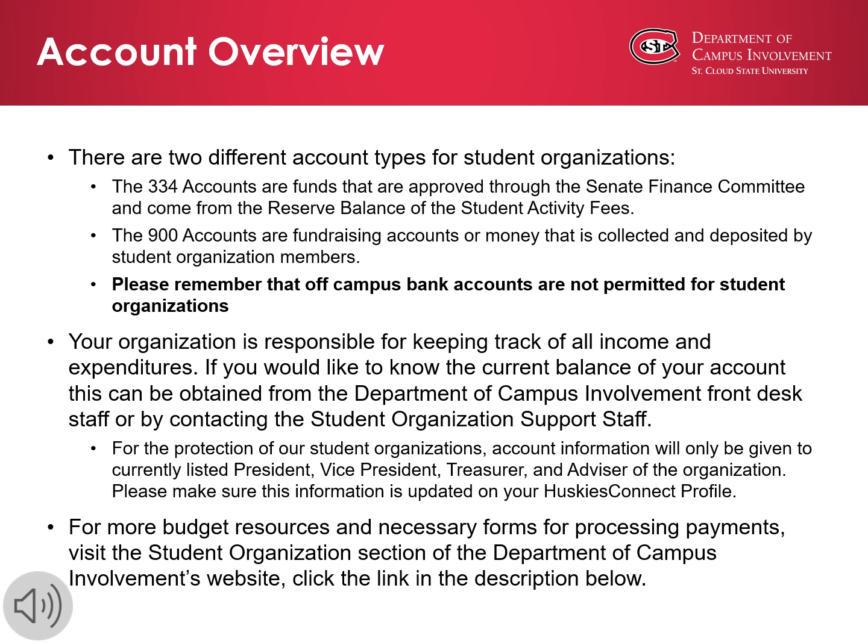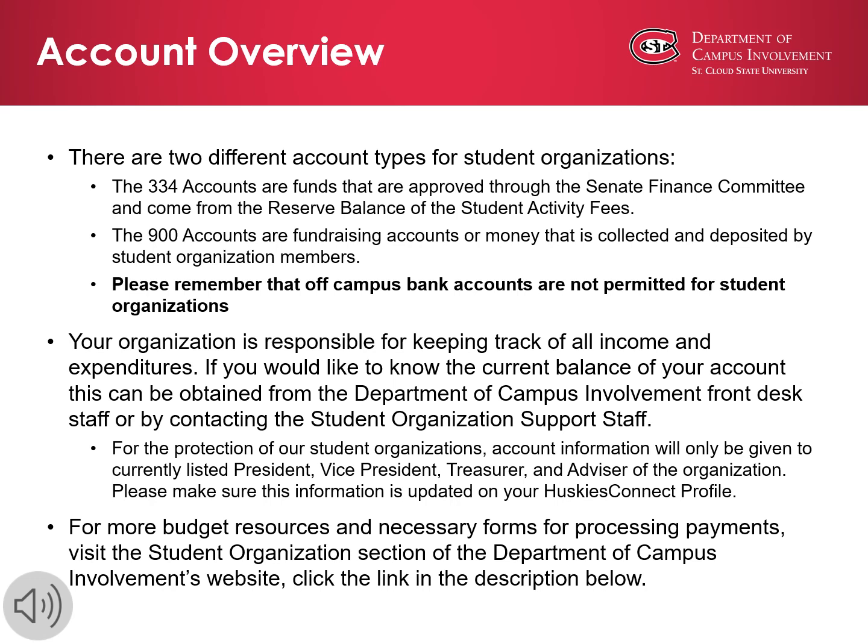Your organization is responsible for keeping track of all income and expenditures. If you would like to know the current balance of your account, this can be obtained from the Department of Campus Involvement front desk staff or by contacting the student organization support staff. For the protection of our student organizations, account information will only be given to currently listed president, vice president, treasurer, and advisor of the organization. Please make sure this information is updated on your Huskies Connect profile.